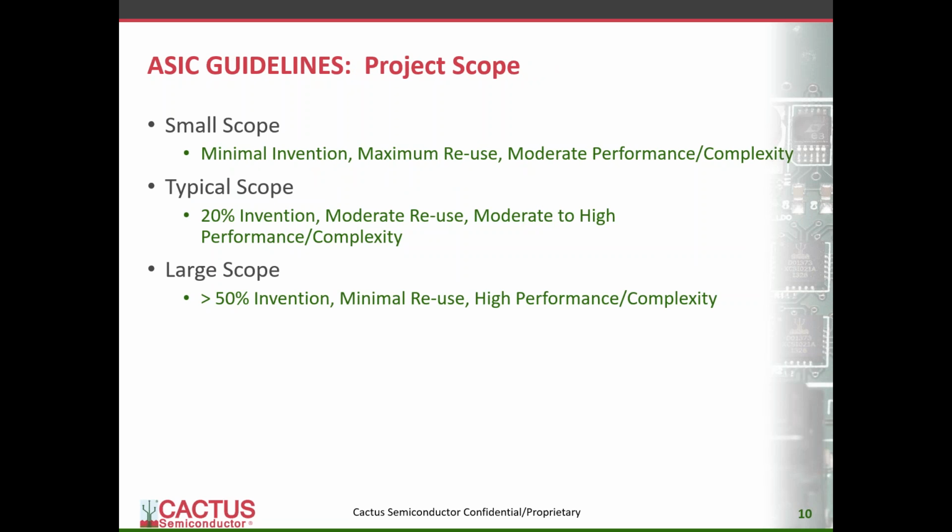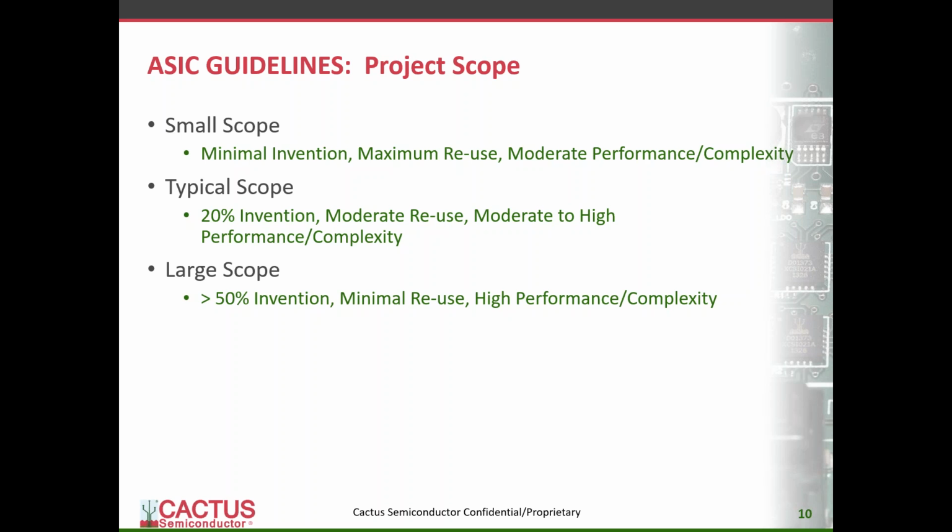So let's talk about the scope of ASICs. We'd like to categorize ASICs in 3 scopes or 3 bins: small, typical, and large. So how do we define that? Well, small scope, minimum invention, maximum reuse, moderate performance and complexity.